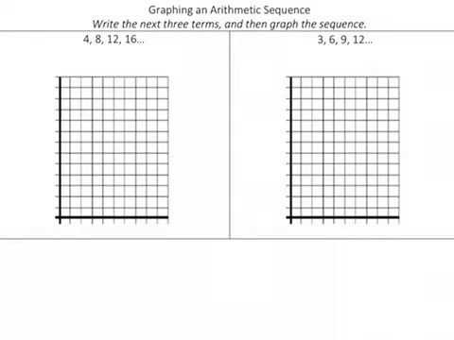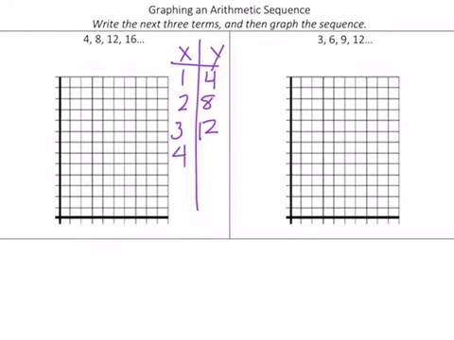Now we're going to take it one step further. We're going to write the next three terms and then graph the sequence. So we're just going to make this into a T-chart. And the X value is actually the term number. So we have 4 as our first one. So our first term is 4. Our second term is 8. Our third term is 12. And our fourth term is 16.